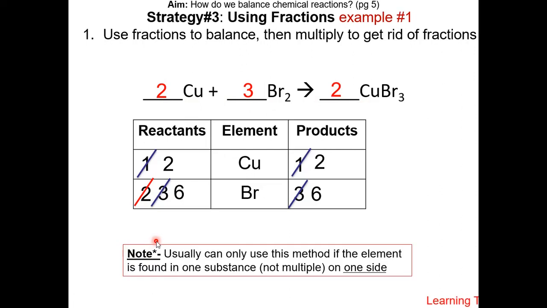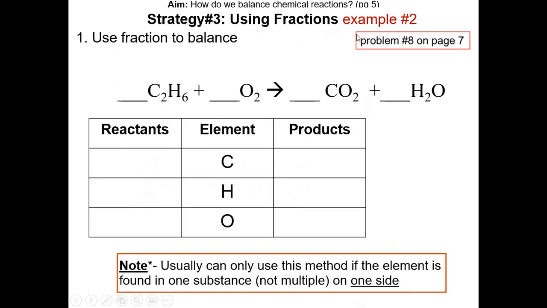Same as strategy number 2, usually you can only use this method if the element is found in one substance on one side. For example 2, I want you to use the fraction method to balance this chemical equation. Pause the video and resume once completed. The first step is to indicate the number of atoms of each element on the reactant and product side.